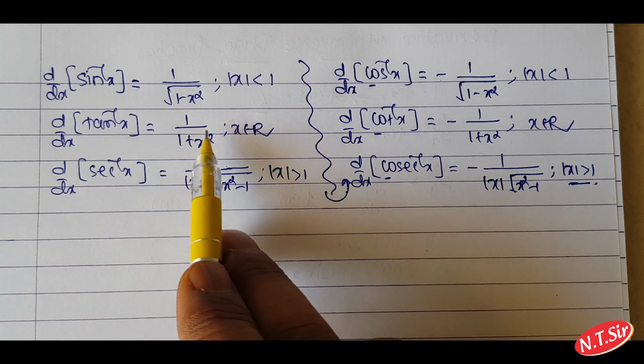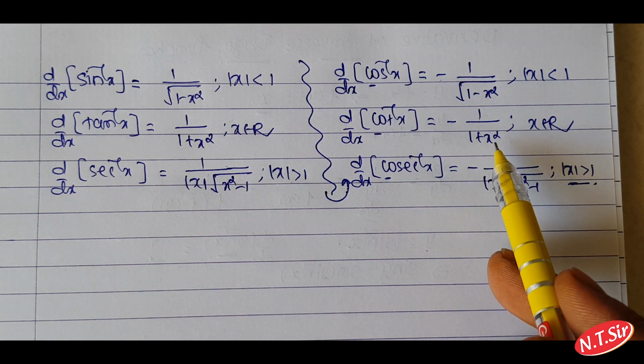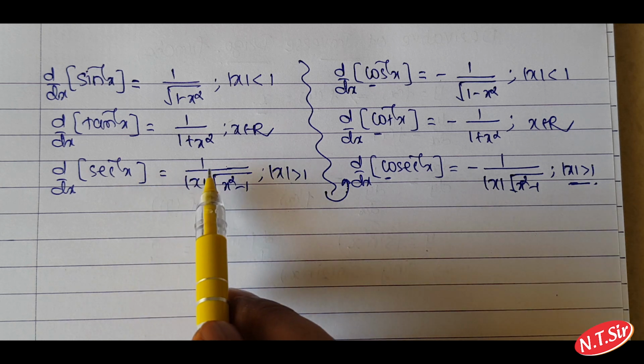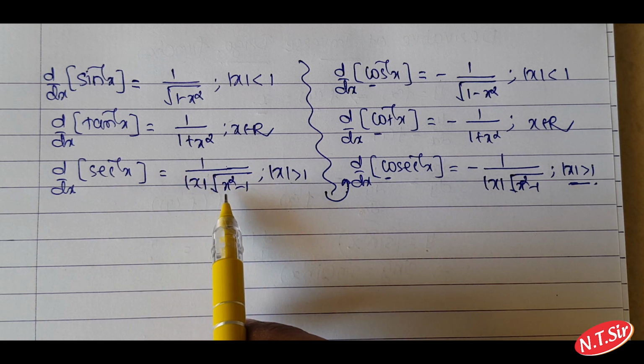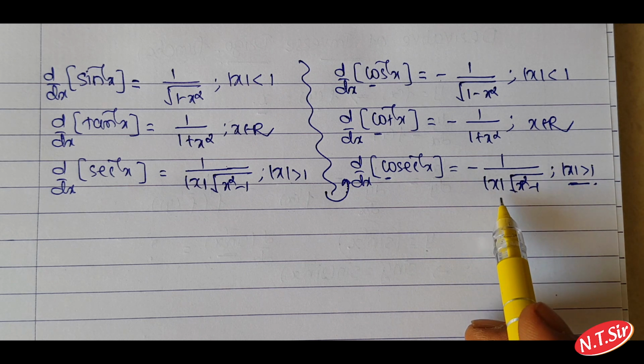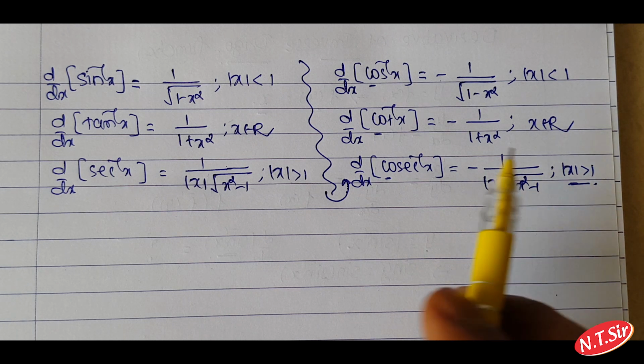The derivative of tan inverse is 1 upon 1 plus x square, cot inverse is minus 1 upon 1 plus x square, and sec inverse is 1 upon mod x into square root of x square minus 1, while cosec inverse x is minus 1 upon mod x into square root of x square minus 1.